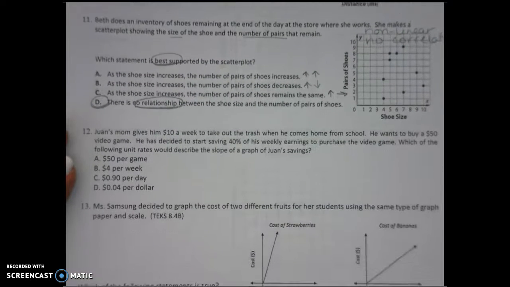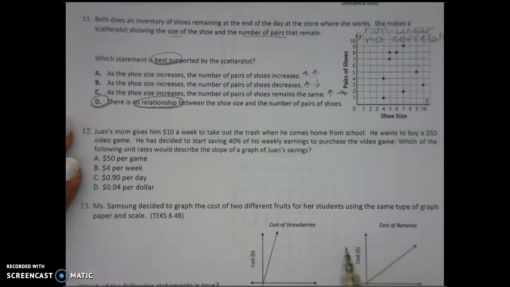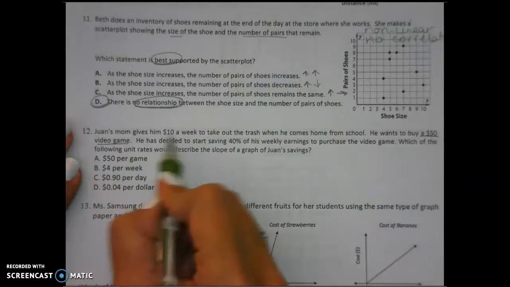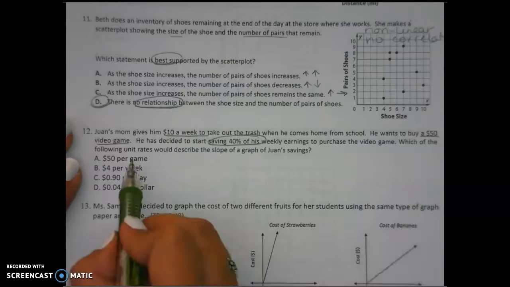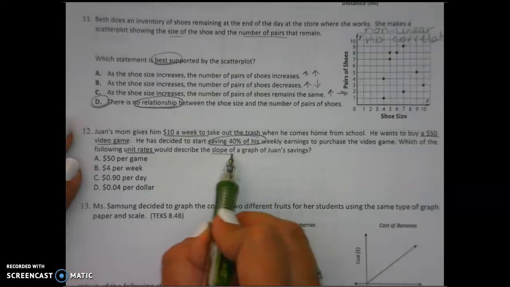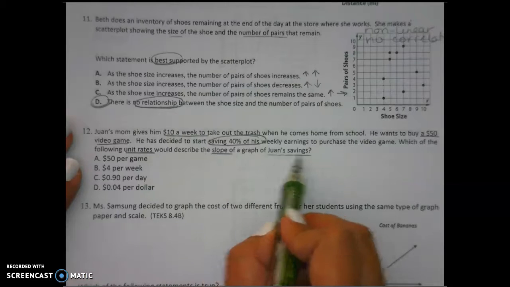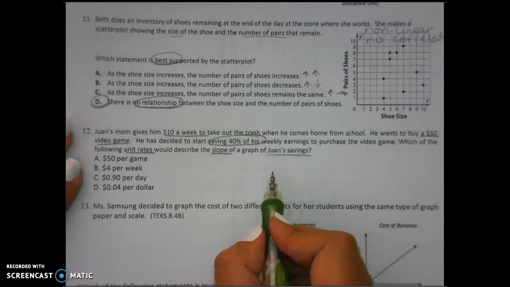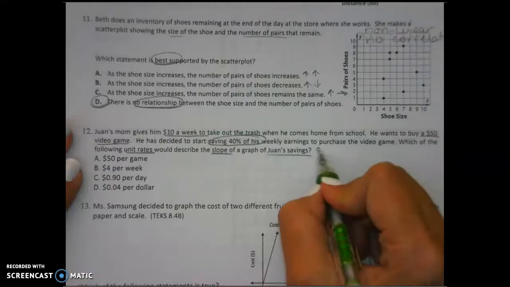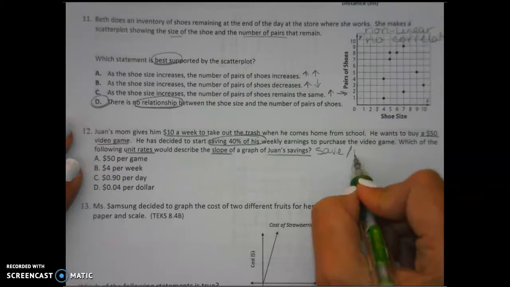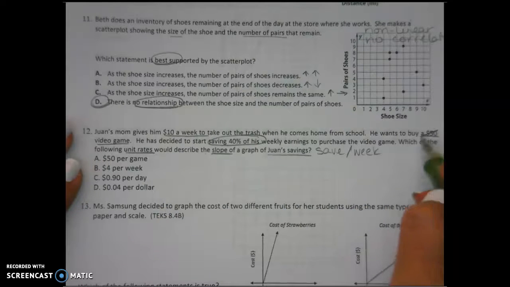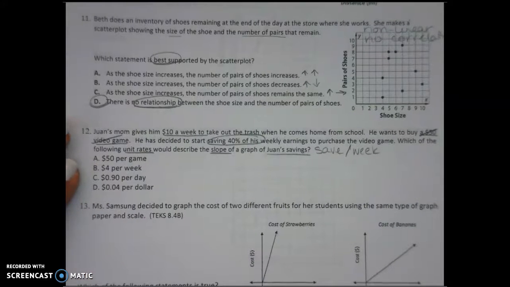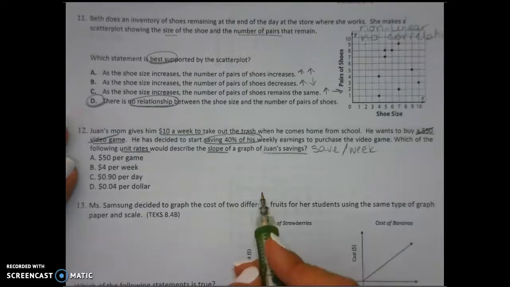Juan's mom gives him $10 a week to take out the trash when he comes home from school. He wants to buy a $50 video game. He decides to start saving 40%. Which of the following unit rates would describe the slope of the graph of Juan's savings? So essentially what we're asking is, how much does he save per week? Okay? So this $50 video game is not part of this. We don't care about that. That's not what it's asking. It's just asking about savings.